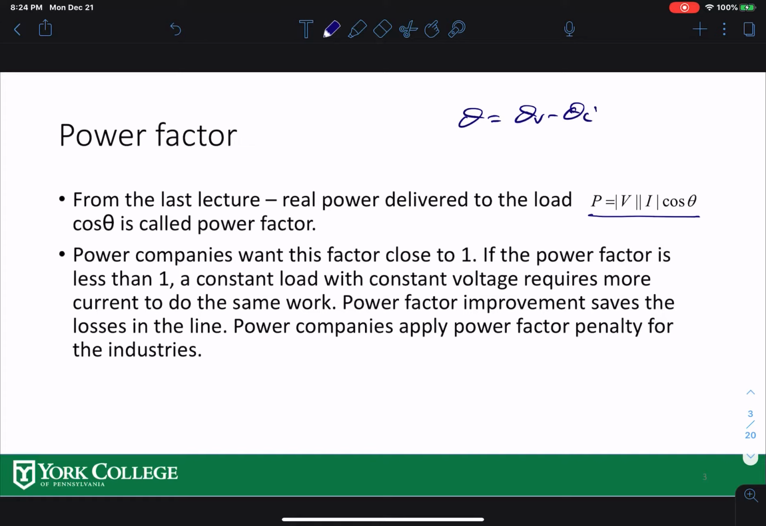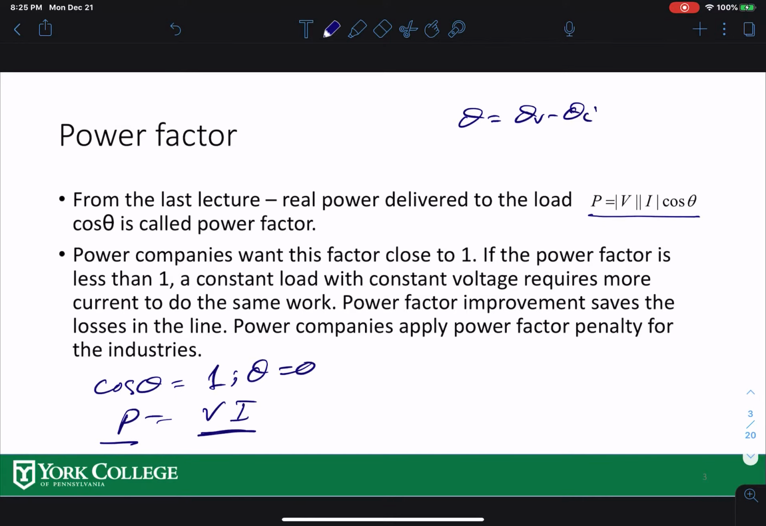When cosine theta is 1, P becomes V times I. So your apparent power and real power become the same. There is no angle difference between voltage and current, which means theta is 0, right? That's the ideal situation, where real power and apparent power are the same. That's what your power system company wants, because real power is the only power that does the work.